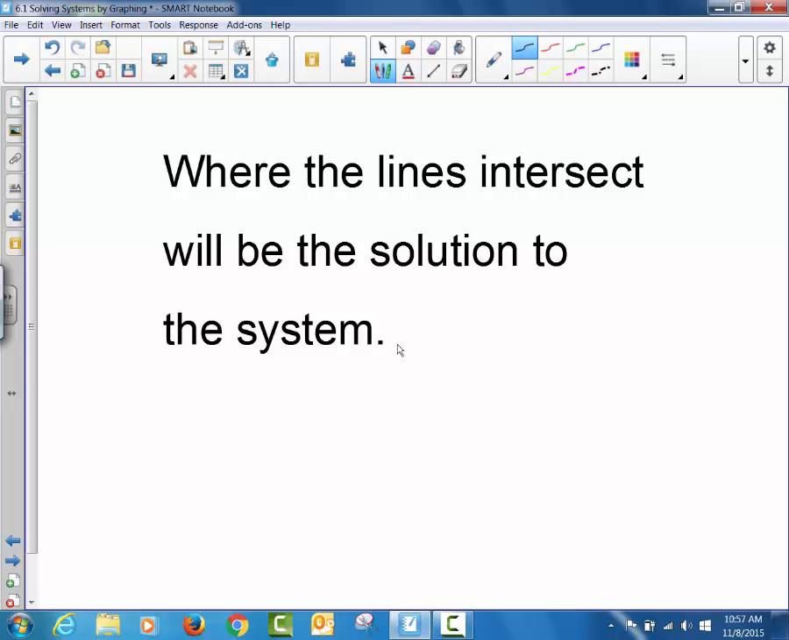So you might have one line going like this and another line going like this. This would be the intersection, and that would be the solution to both of the equations. Okay?